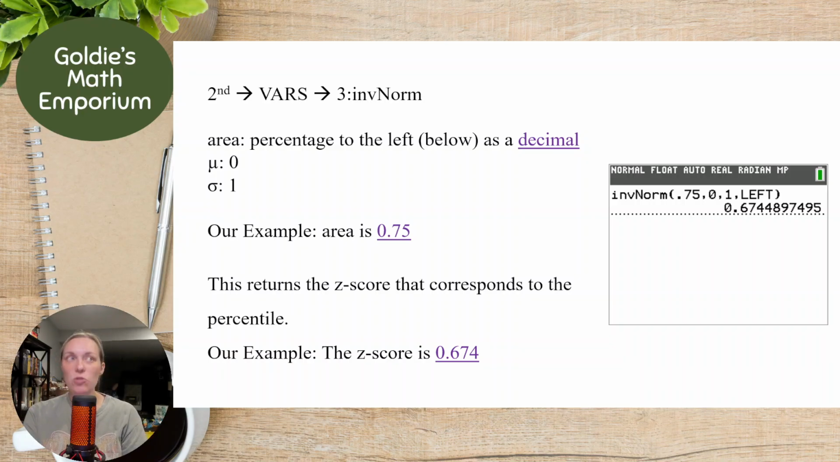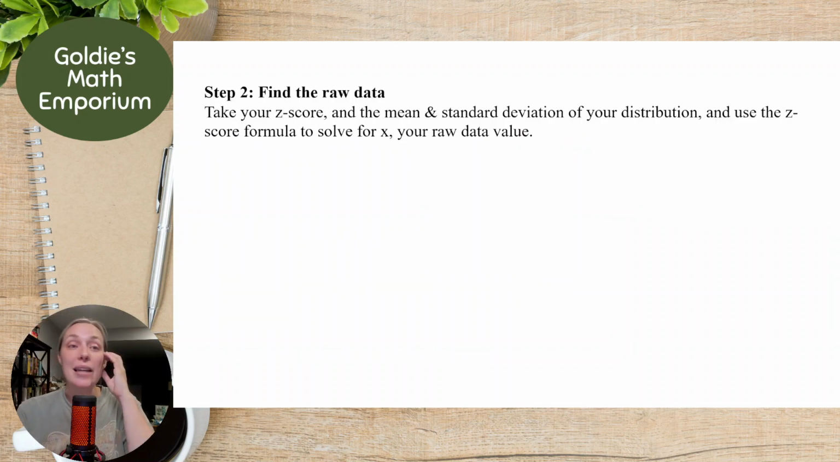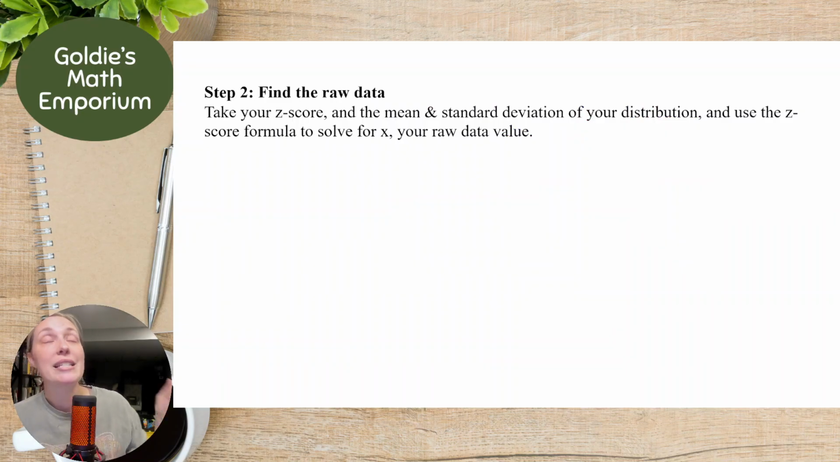Now that we have the z-score, how does this help us get back to answering the question of how many hours of sleep I need to get to be at the 75th percentile? Okay, well, now that I have the z-score, step 2 is finding the raw data. So we're going to take our z-score, we're going to take our known mean and standard deviation of our distribution, and we're going to use the z-score formula to solve for x, our raw data value.